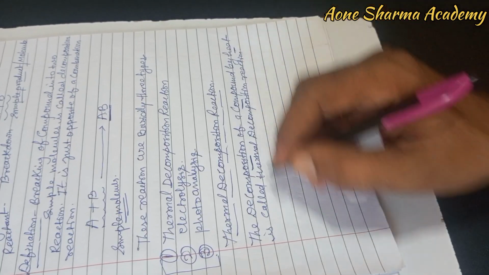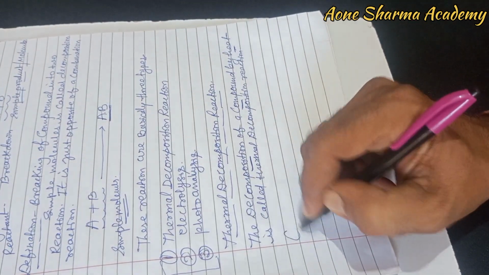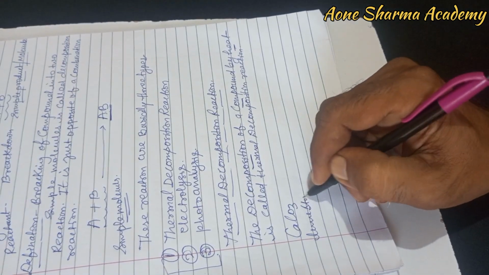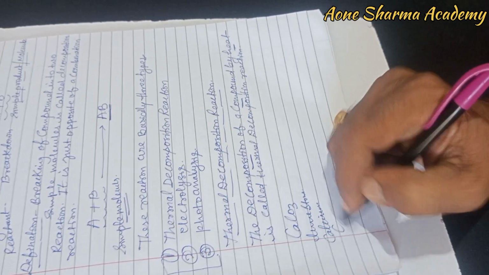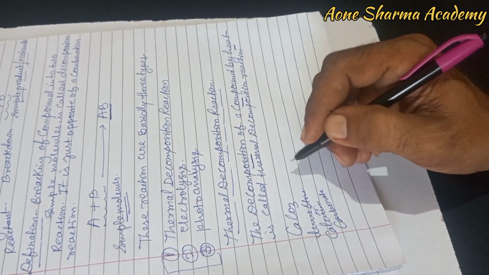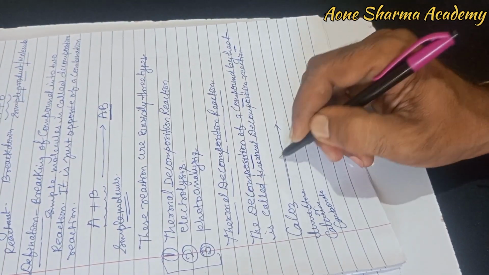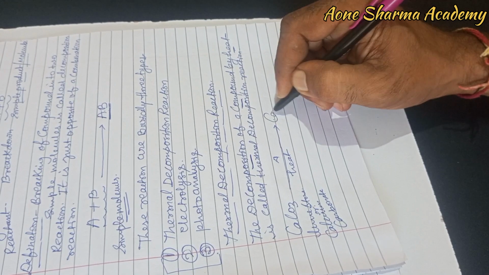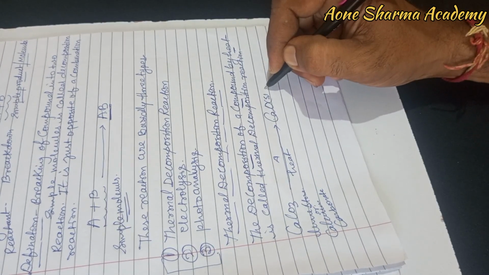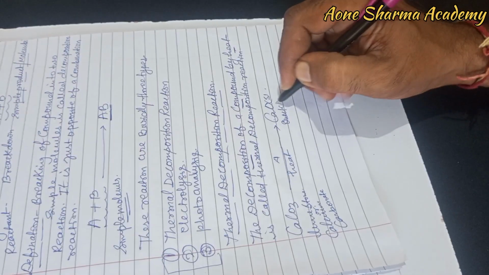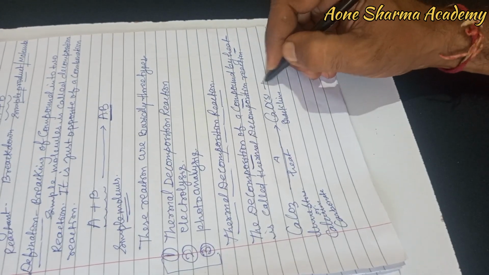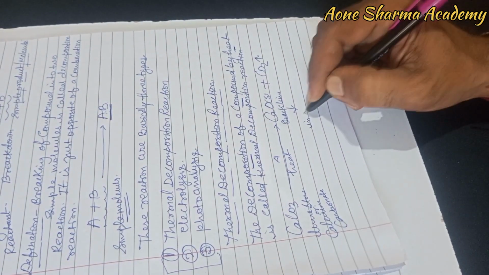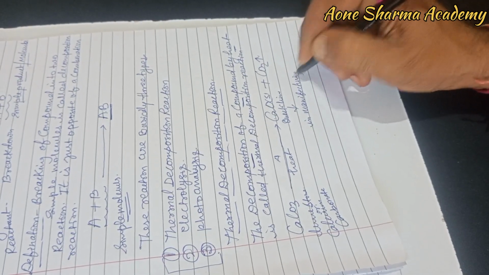For this example, CaCO3, calcium carbonate or limestone, gets heat and decomposes into calcium oxide, quicklime, and carbon dioxide gas, which is used in the manufacturing of cement.